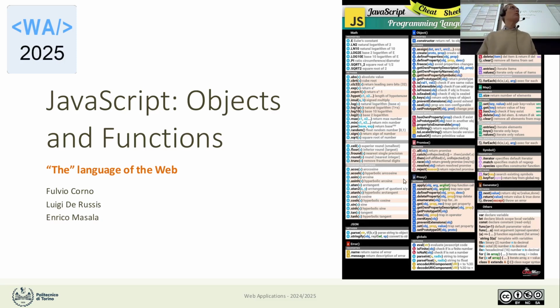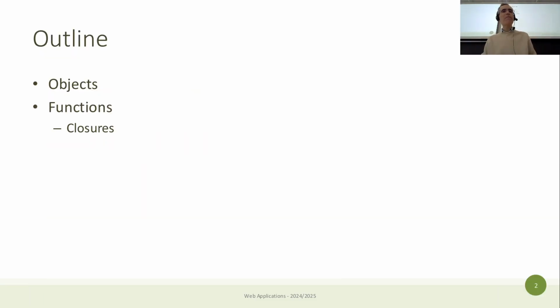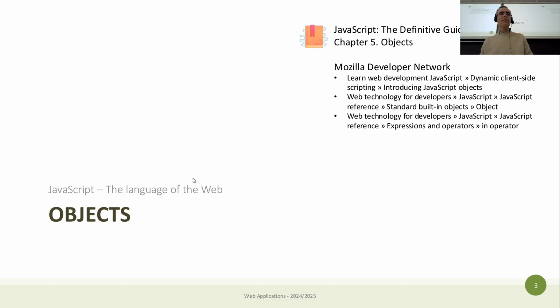Okay, in case there are any questions about what we've seen on Monday or in previous lectures, just ask. Otherwise, I will proceed. So first objects and then functions with the consequences that come into play in JavaScript, because functions are quite peculiar in JavaScript, and we will spend a lot of time on functions because they're a really fundamental element of the language.